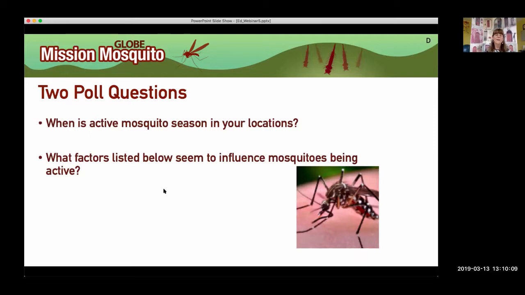So we'll see how many of us have active mosquitoes in their locations right now. And what factors seem to influence having these mosquitoes. And hello, Nadia. All right, let's go ahead and see what we came up with.